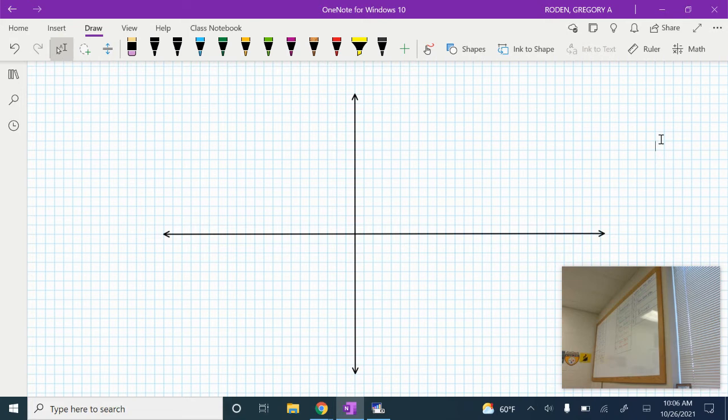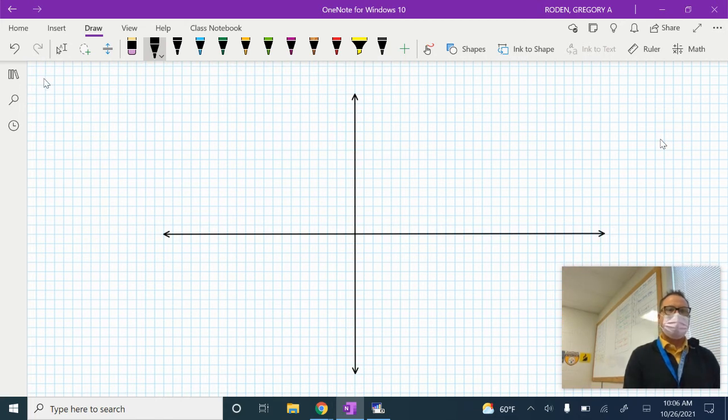Okay, so here's what I want you guys to do. Give you a second. Let's go 10 in each direction. I'm going to have you graph 3 points, and then I want you to construct a triangle with these 3 points. Okay? So here's what I want you to do. I want you to go ahead and construct a triangle, and I have predetermined some points here.